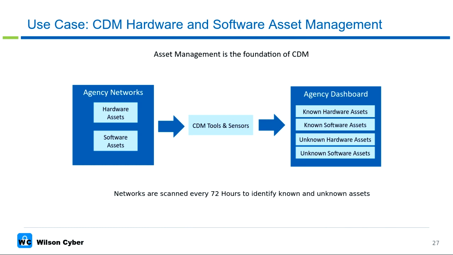So the CDM hardware and software asset management use case, where we have the agency network, we have hardware assets and software assets. We are scanning those hardware and software assets every 72 hours to identify any known and unknown assets. This is specifically what we're looking for, our assets. The CDM tools and sensors that are part of the GSA approved product list will scan those devices, and in the dashboard, we will have known hardware assets, known software assets, unknown hardware assets, unknown software assets, which is what we're measuring as far as the actual state and the desired state.